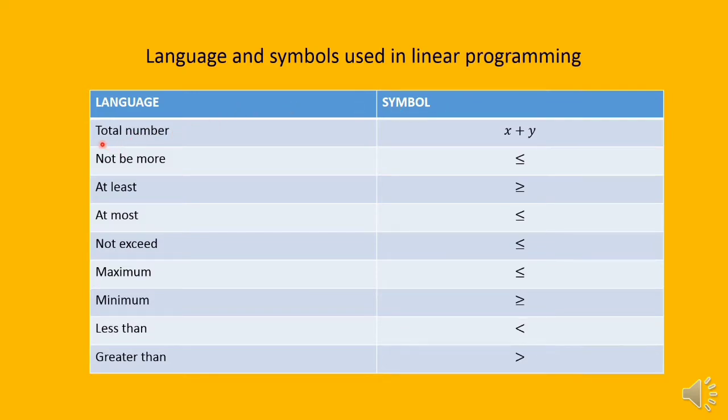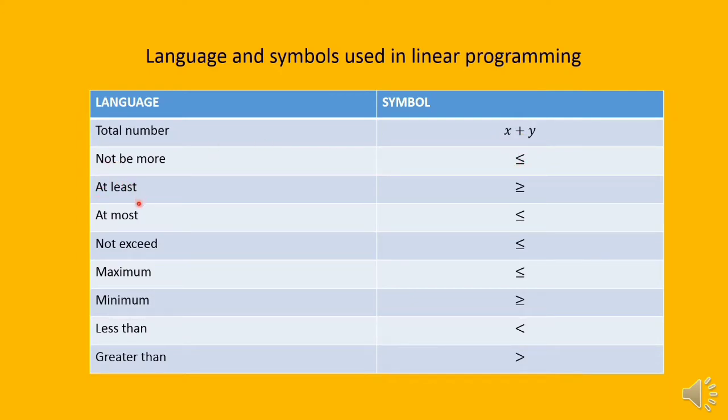If you see where they say the total number, for example, if they say let X be the number of the chairs and Y the number of the tables, and they say the total number of the chairs and the tables, you use X plus Y. Then where they say should not be more, or not be more, the symbol is less than or equal to.